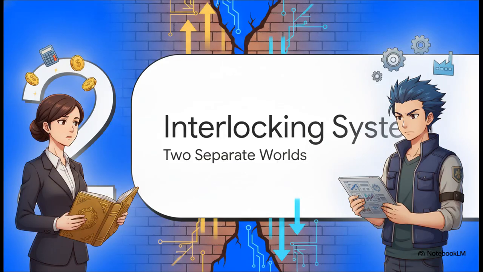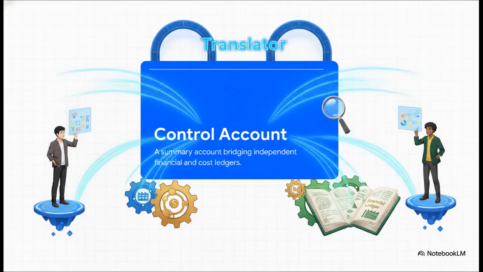Section 2. The interlocking accounting system. Two separate worlds. Historically, businesses relied heavily on what's called an interlocking system. Imagine the financial department and the cost department operating in total isolation. Basically, it's like two departments speaking completely different languages under the exact same roof. Because of this, they desperately needed a translator.